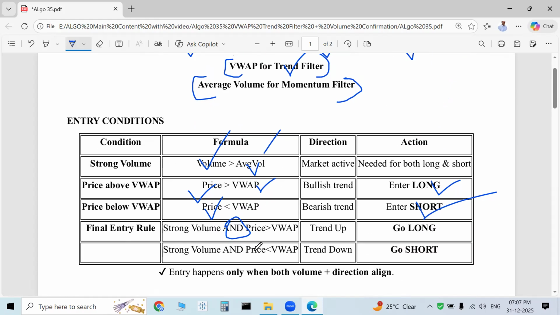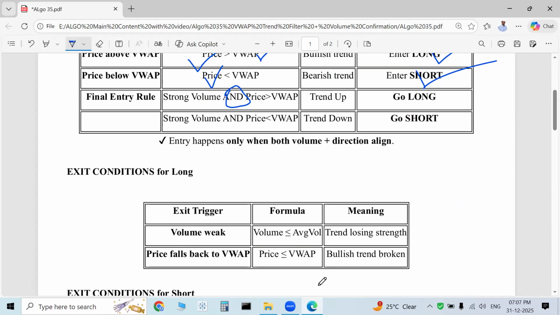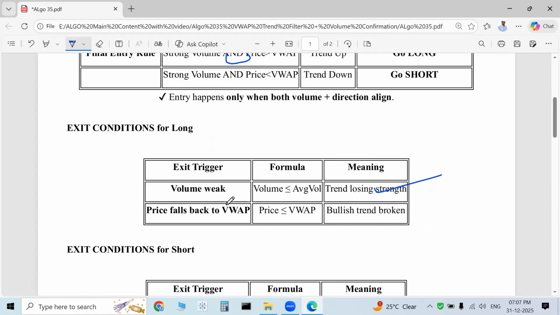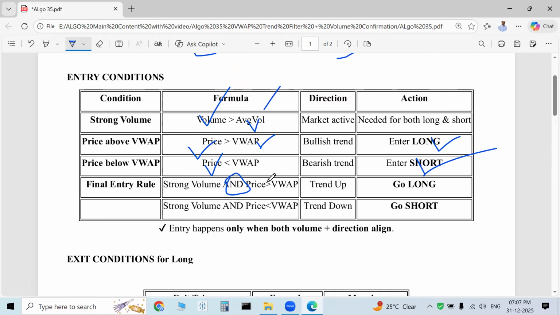And if any of the conditions get false, come out of the trade. If the volume becomes less, then the trend is losing, just come out of the trade. The exit condition for the long and short remains the same. Any of the conditions is not true, come out of the trade, because we are working on an AND logic.